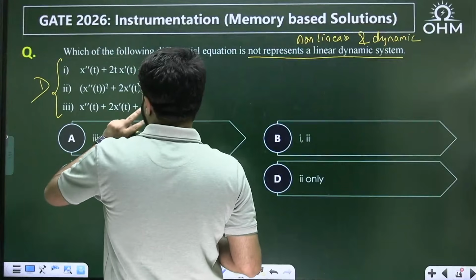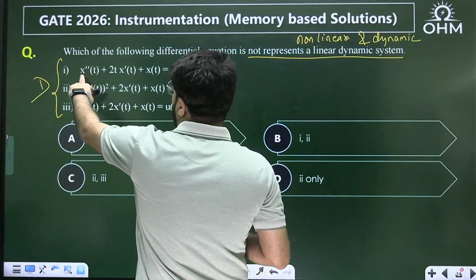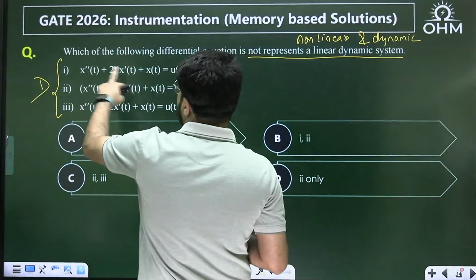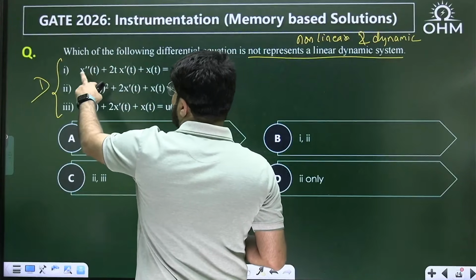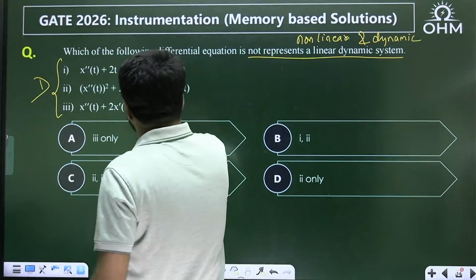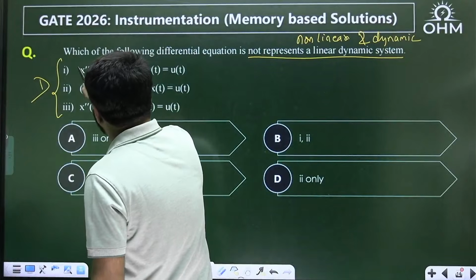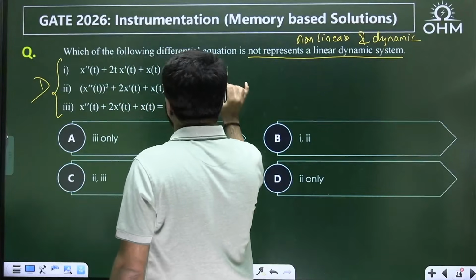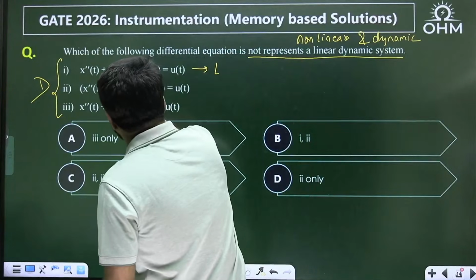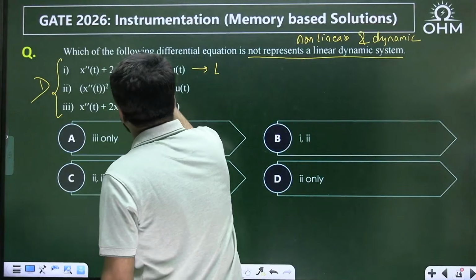Now, if you see the first one, what is there? Input is u(t), output is x(t) here. x(t), x dash t, x double dash t, all of them are in first power. The signal, the first derivative, second derivative, all of them are power 1. So this has to be linear. If you ask about time invariance, the question is not asking, but a product with a separate function of time will be time variant.